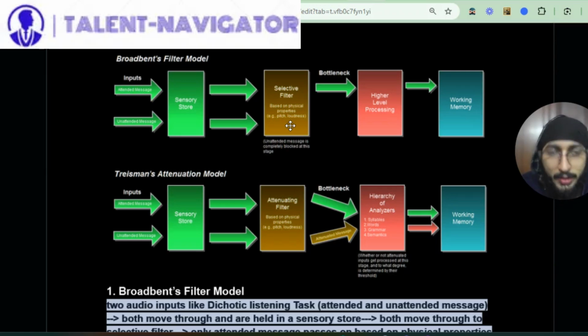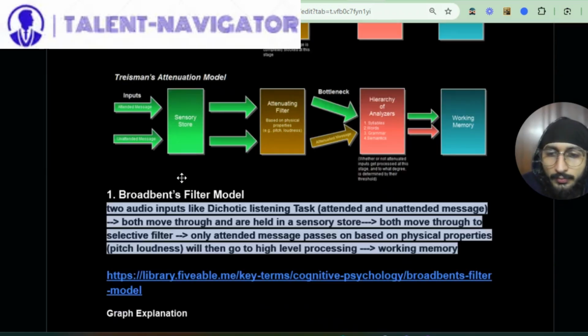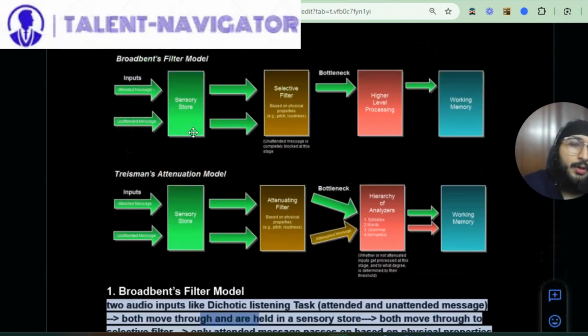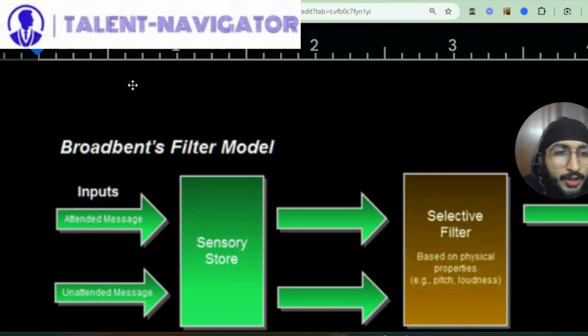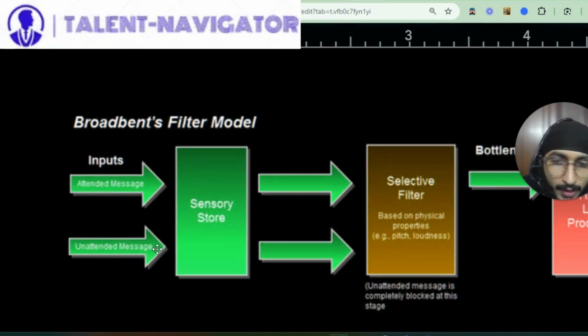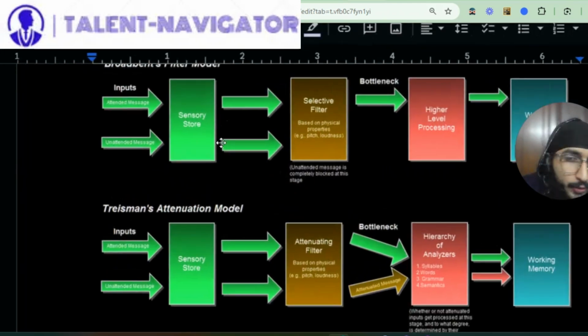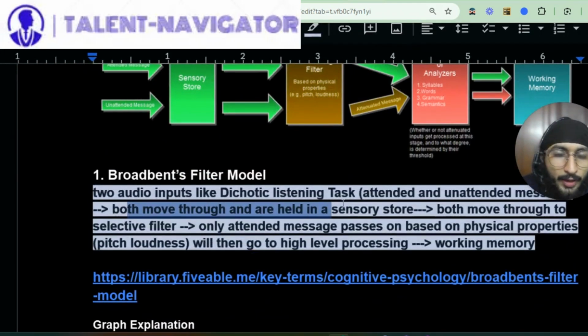Treisman's attenuation model in this video. So Broadbent's filter model: basically two audio inputs are given, like a dichotic listening task, one attended and one unattended message. Now both move through the sensory store. So in this image, as you can see, attended message and unattended message, a dichotic listening task is given as input, and they move through and are held in the sensory store.